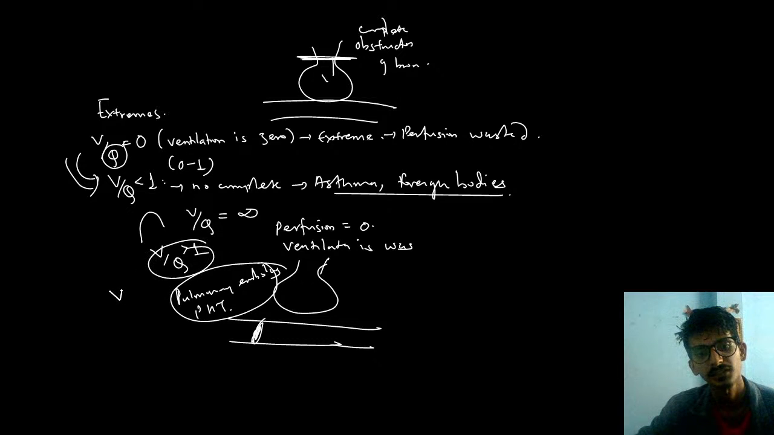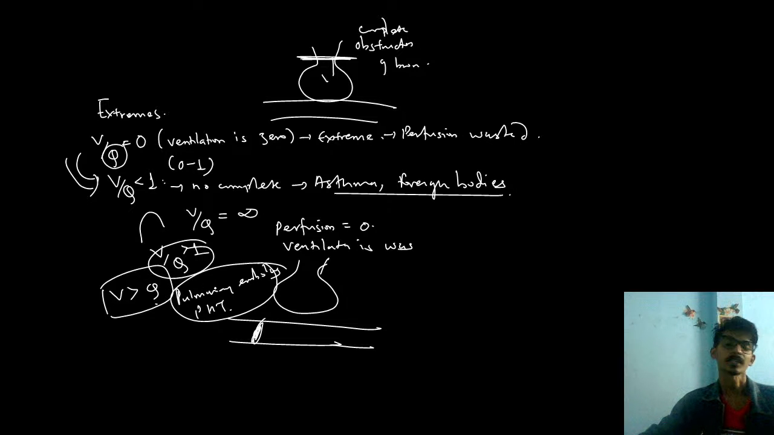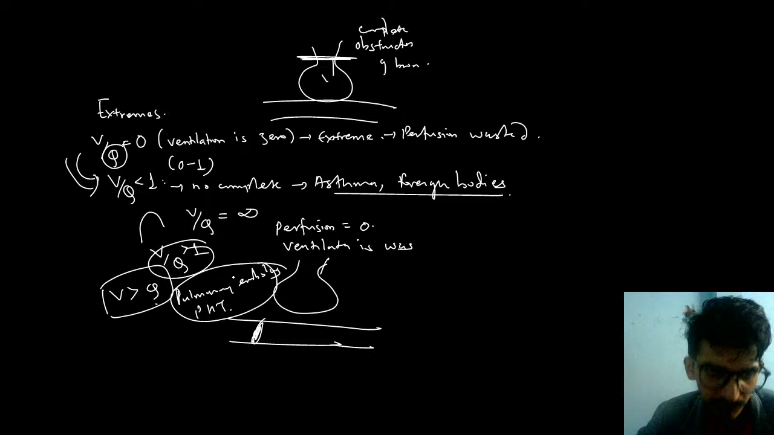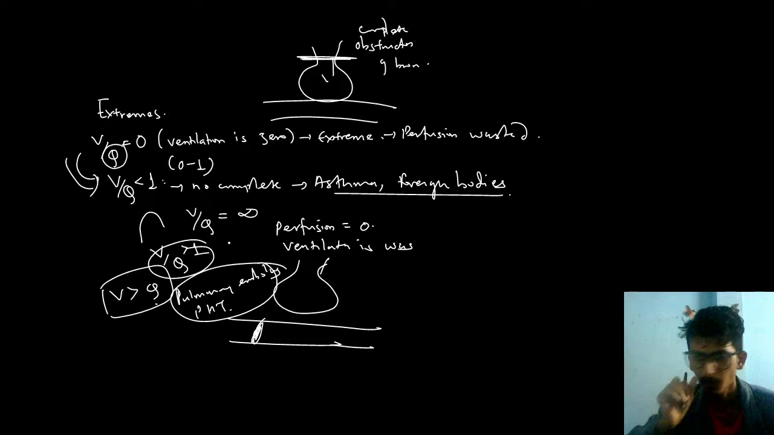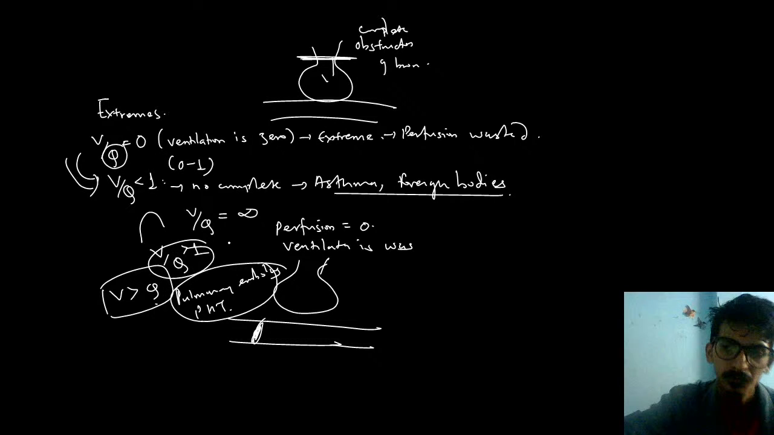That is, the ventilation is more than the perfusion. This can happen in cases of pulmonary embolus and pulmonary hypertension and so on. So this is the basic concept of ventilation and perfusion: how ventilation is wasted, how perfusion is wasted.